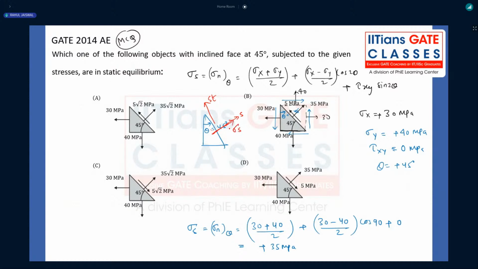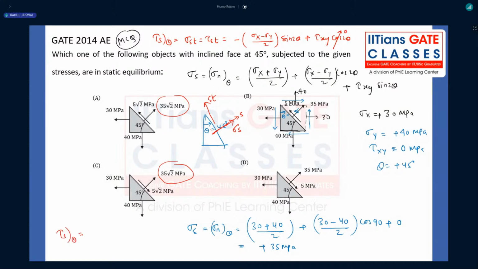All the options are showing the values, but the value is incorrect in option A and in option C, but the value is correct in D and B. So the correct answer will be between B and D. Let's find the tau s theta. What is the tau s theta value? Or we are calling that tau st, whatever you can call. Minus of sigma x minus sigma y by 2 sine 2 theta plus tau xy cos 2 theta. Automatically this value will be 0 because tau xy is 0.